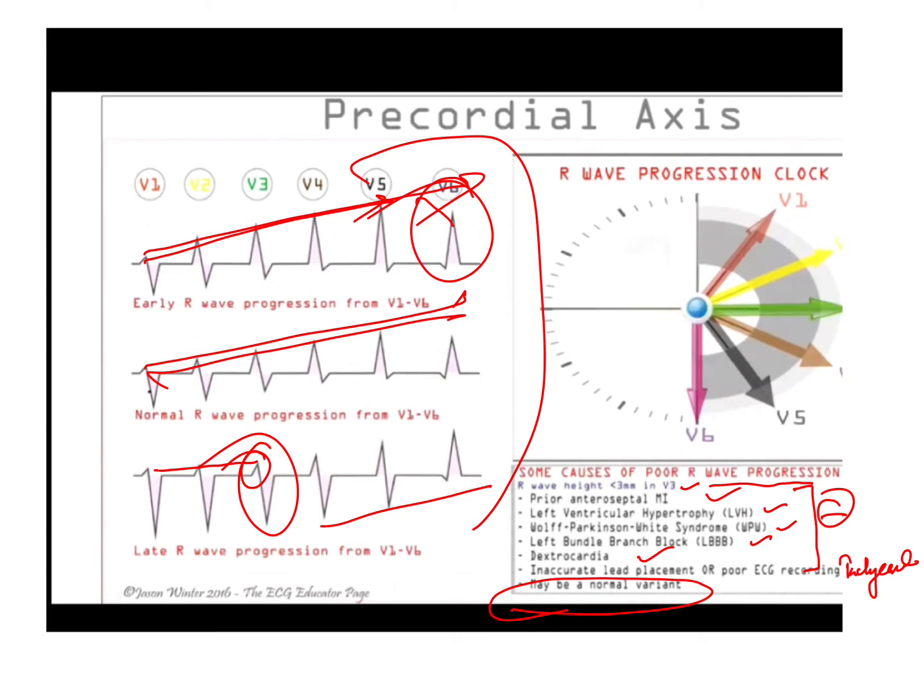I will once again repeat that R wave progression, we usually say if the amplitude of the R wave increases from V1 to V6, but to label it as a poor R wave progression, the R wave height should be less than 3 mm in V3. And there are instances where we get early R wave progression, that is the R wave size increases, but in the later leads its size decreases as compared to the previous leads.